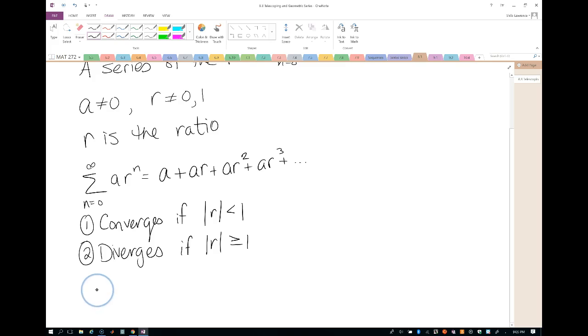If the series is convergent, then this type of series has a nice little formula that we can calculate to find its sum. And like I said a minute ago, it requires our index to start at 0. So the sum of a times r to the n is always going to be a over 1 minus r.